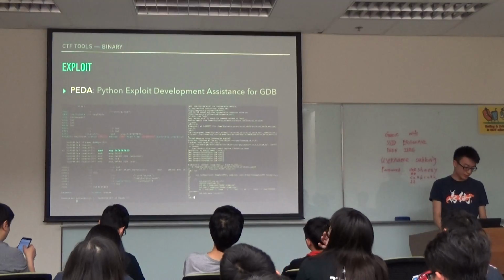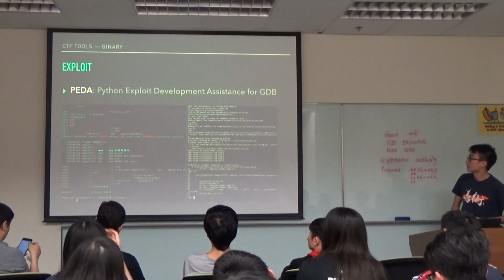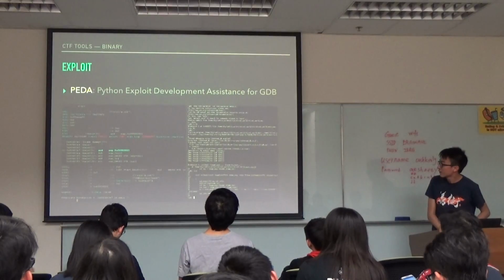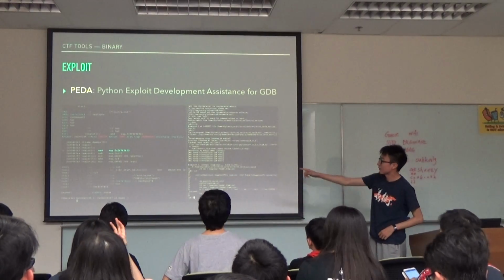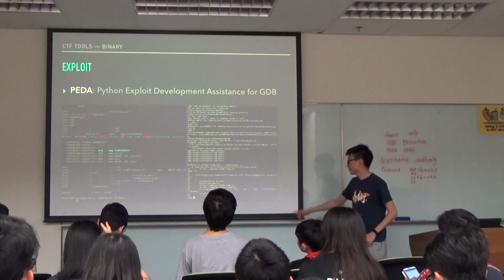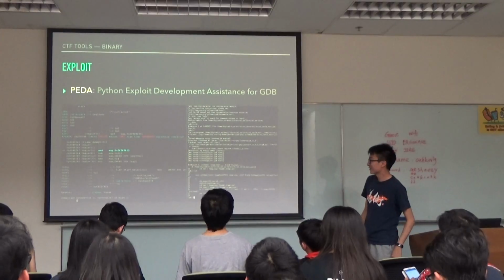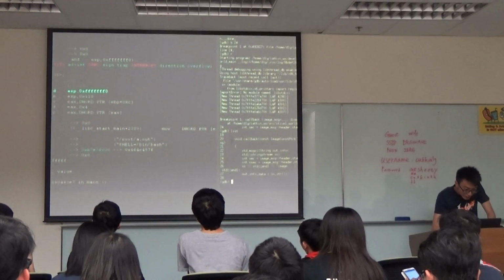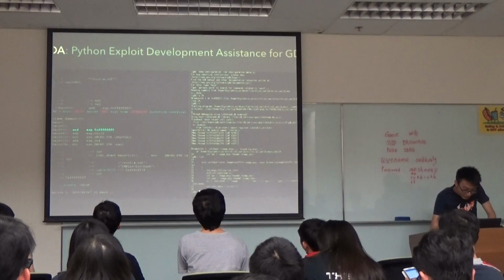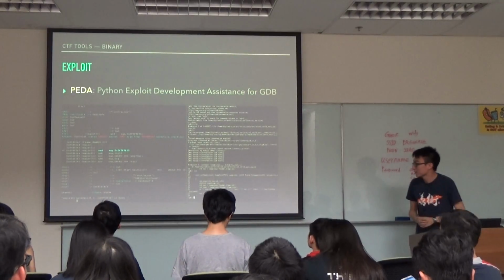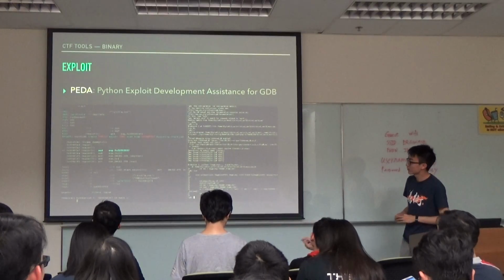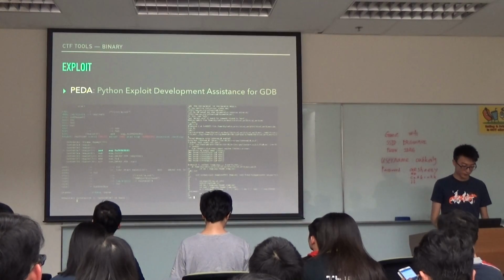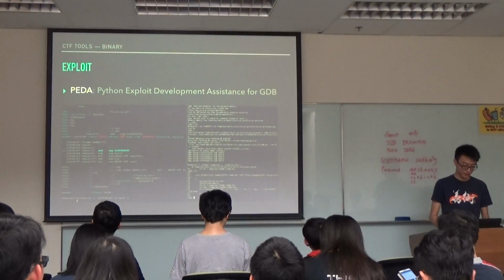For exploit, I'll only introduce two tools. The first one is PEDA. It's a Python exploit development assistant for GDB. This one is original GDB and the left one is PEDA. You can see that GDB is quite boring and doesn't have any color. And in PEDA, some information like the register values and stack values are all listed, and it's very convenient if you're going to analyze the exploit puzzles.